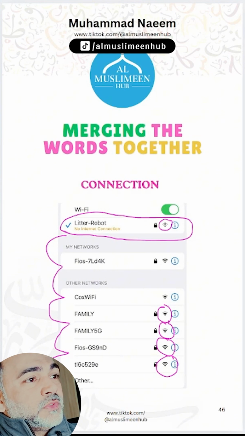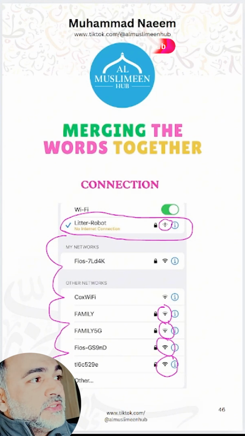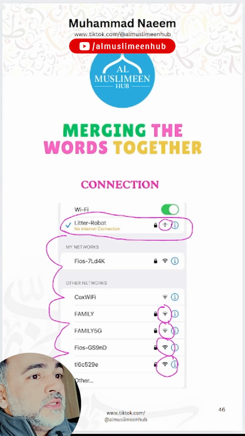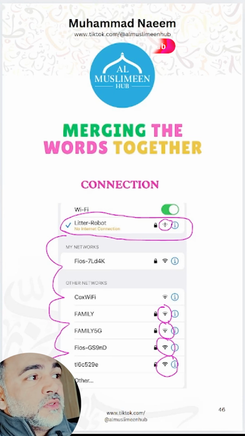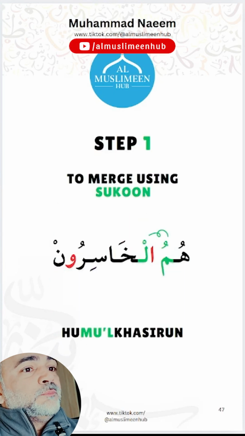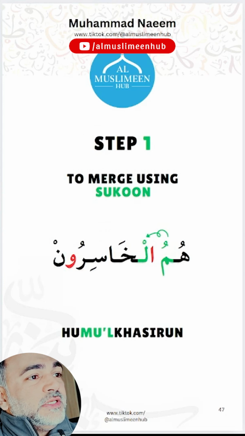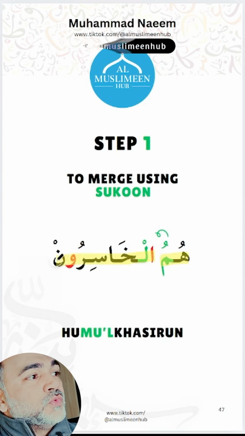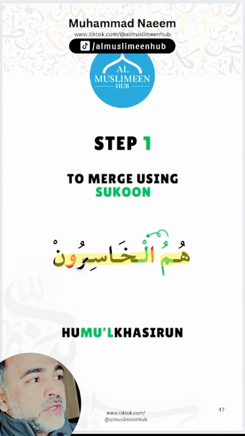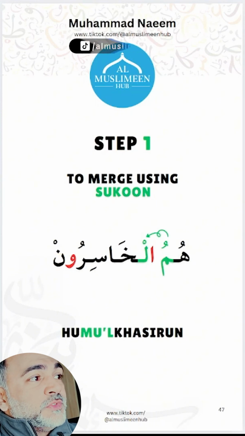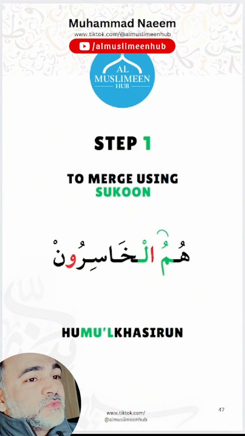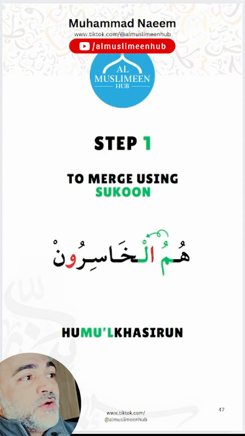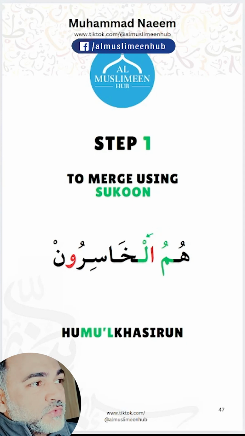So let's keep this in mind and let's practice, because it's very important to understand this basic rule from real life. Let's begin. You can see here I have two words: humu al-khasirun. I didn't connect them; I just read it without connection. This one is with sukoon. That's why you need to understand how to connect, how to jump, how to merge the two words together.